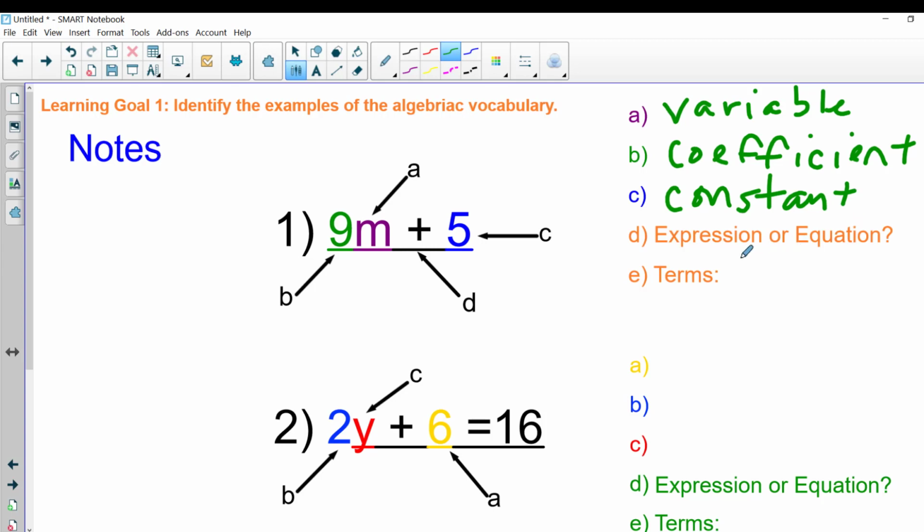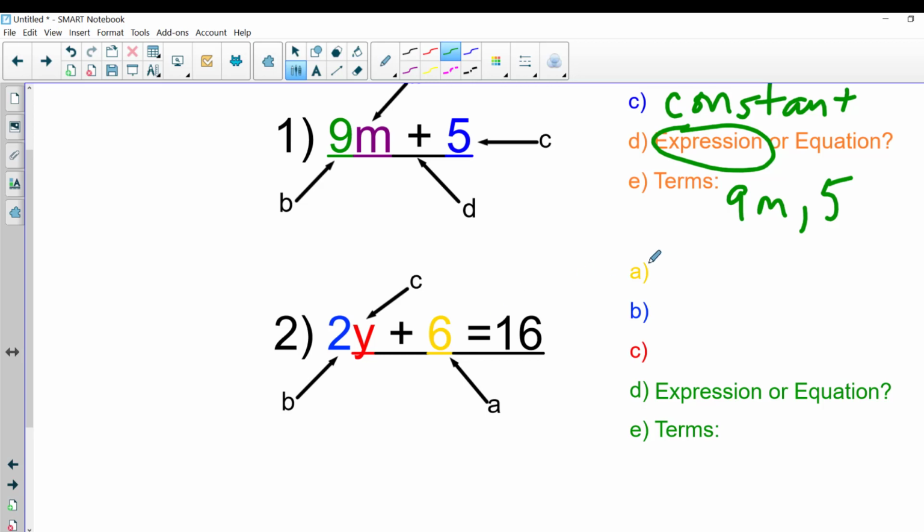And is this an expression or an equation? It's an expression. Why? It does not have an equal sign, so this is an expression. And what are the terms in this expression? Remember, it's the items that are separated by the plus or minus sign, so the terms are 9m is one term, and the other term is 5. So this has 2 terms. All right, now it's your turn to try this one. You're going to identify what A is pointing to, which in this case is the 6, and B, and so forth. So pause the video and write your vocabulary words in here to identify each one.